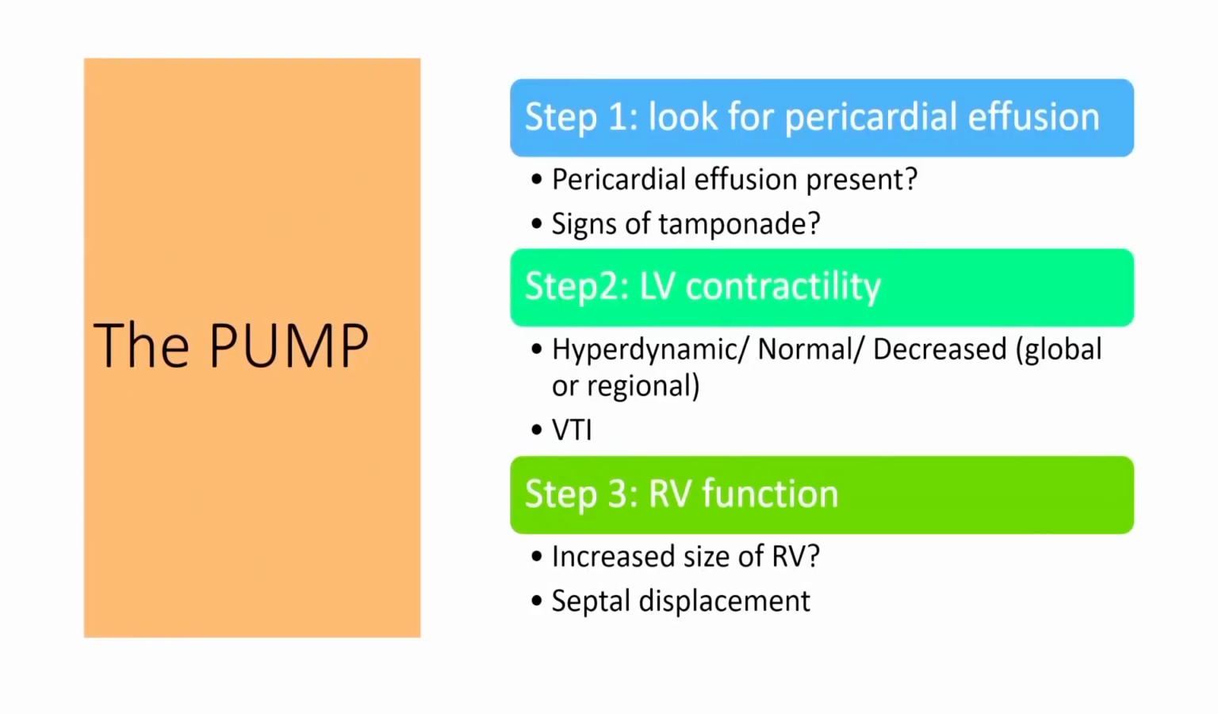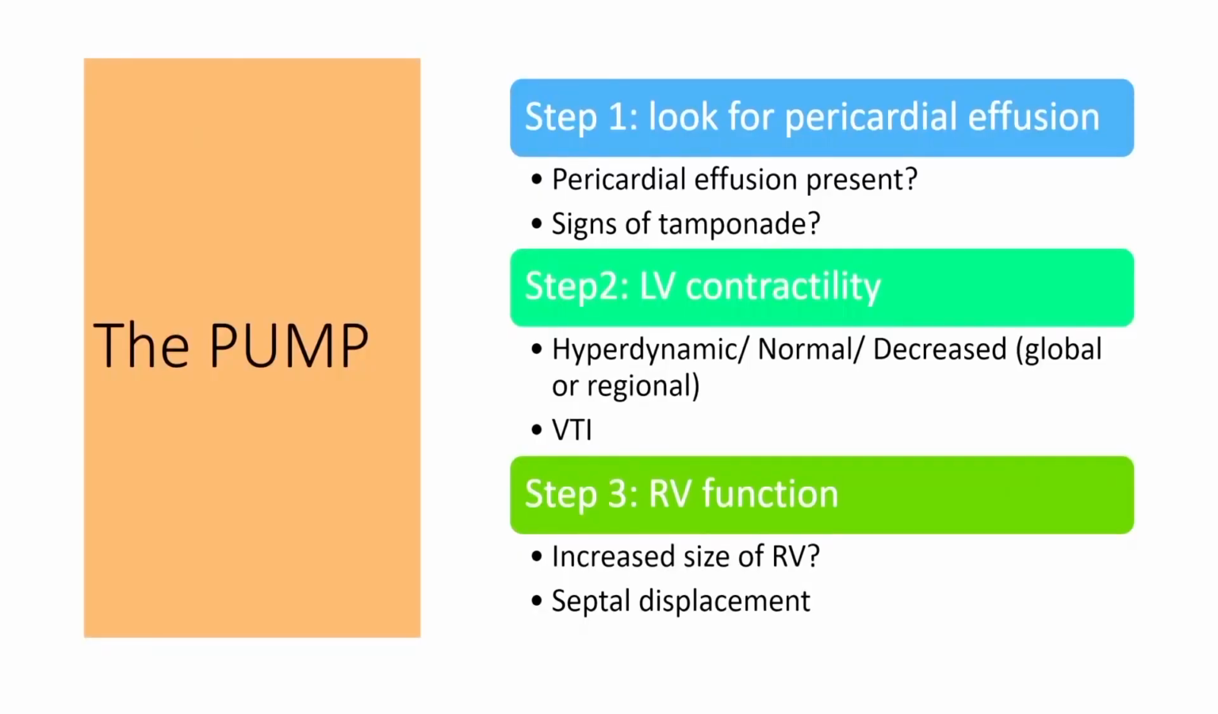Once we have looked for pericardial effusion, we look at left ventricular contractility, global. Hyperdynamic, normal, decreased. If it's decreased, is it global or is it regional? Second, an assessment of the stroke volume. Effectively, the surrogate is velocity time integral, or the VTI. And the third question, look at what is the RV function. Dr. Dave has already mentioned RV function, so I will not talk much about it.